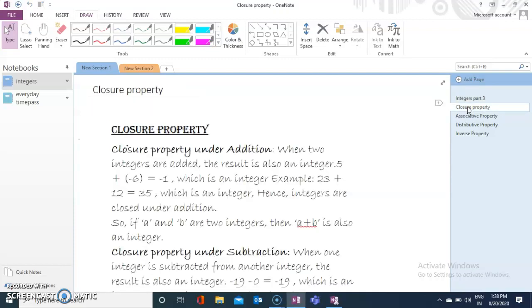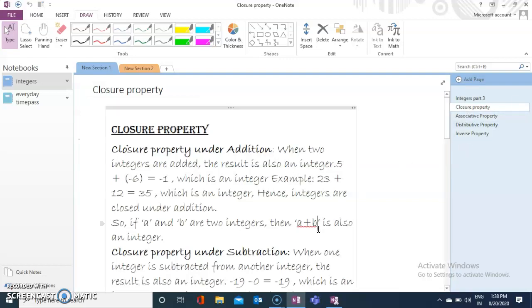The closure property is when we add two integers, or subtract two integers, or multiply two integers, or divide two integers, the result is also an integer. Closure property under addition: when two integers are added, the result is also an integer. For example, 5 plus minus 6 is equal to minus 1, which is an integer, and 23 plus 12 is equal to 35, which is also an integer. Hence, integers are closed under addition. So, if a and b are two integers, then a plus b is also an integer.